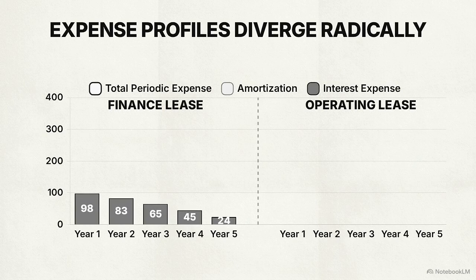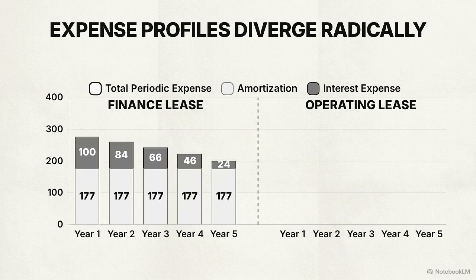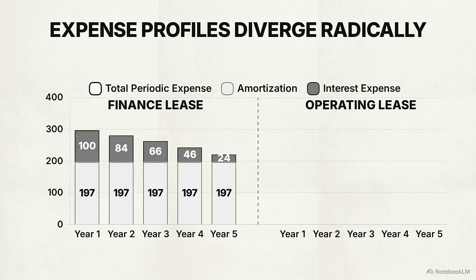The interest is calculated using the effective interest method, multiplying the beginning liability by the discount rate. Because the principal shrinks with each payment, the interest expense is highest in year 1 and steadily declines. Simultaneously, the right-of-use asset is amortized on a straight-line basis over its useful life. This layers a heavy fixed expense on top of that declining interest curve.